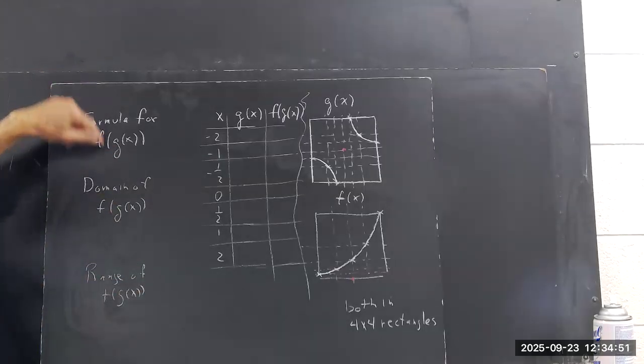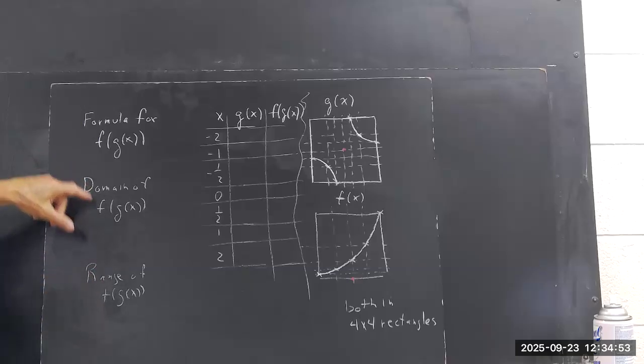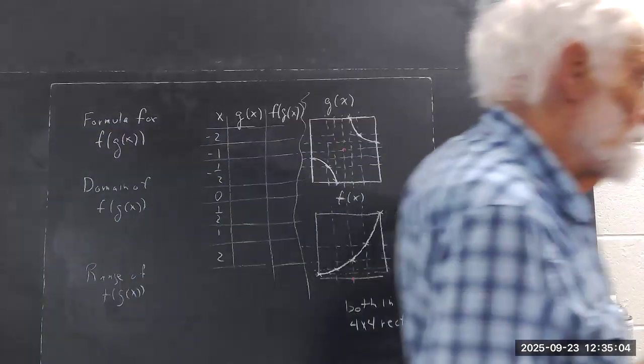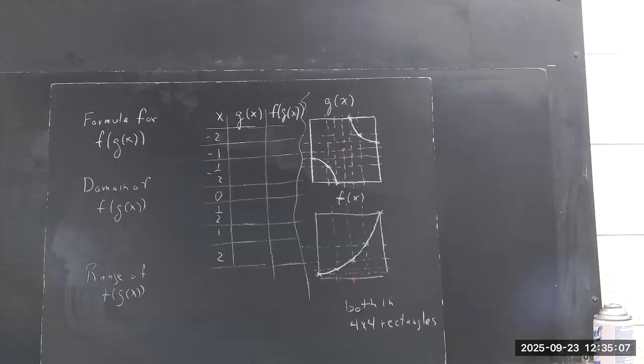Then, I want you to write the formula for F of G of X, tell me what the domain of F of G of X is, tell me what the range of F of G of X is. All that's something you should be able to do based on the homework to do today. And also based on what you needed to know for the test, which is these graphs. Okay.